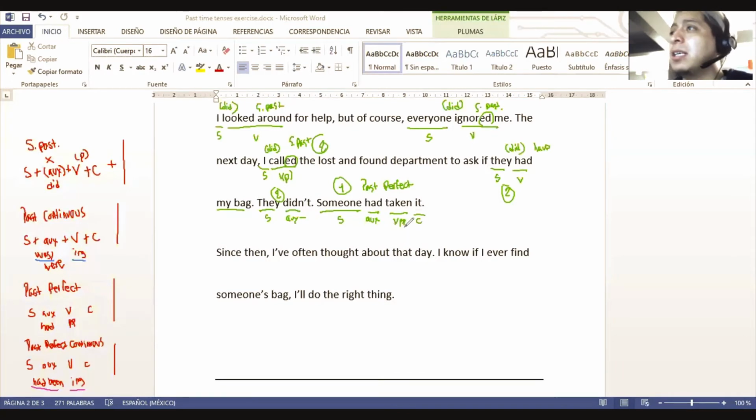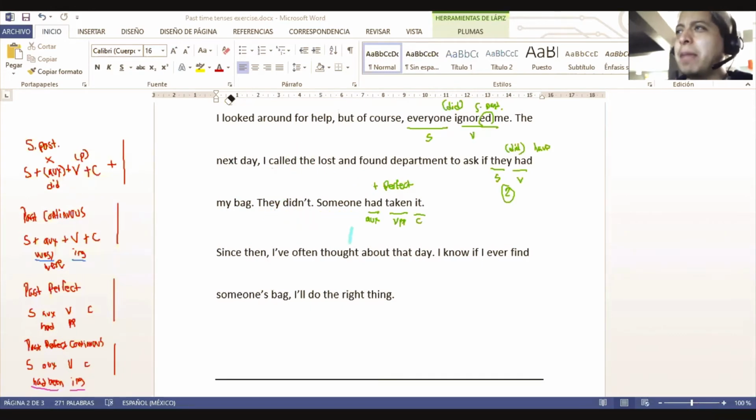So again, this is an antecedent. You use the past perfect or the past perfect continuous to speak about things that happened previous to the other actions. You are separating them in time. Somebody took the bag maybe one hour after he threw it, and he called the next day. So first somebody took the bag, and then afterwards they didn't have it, okay? Or he called.